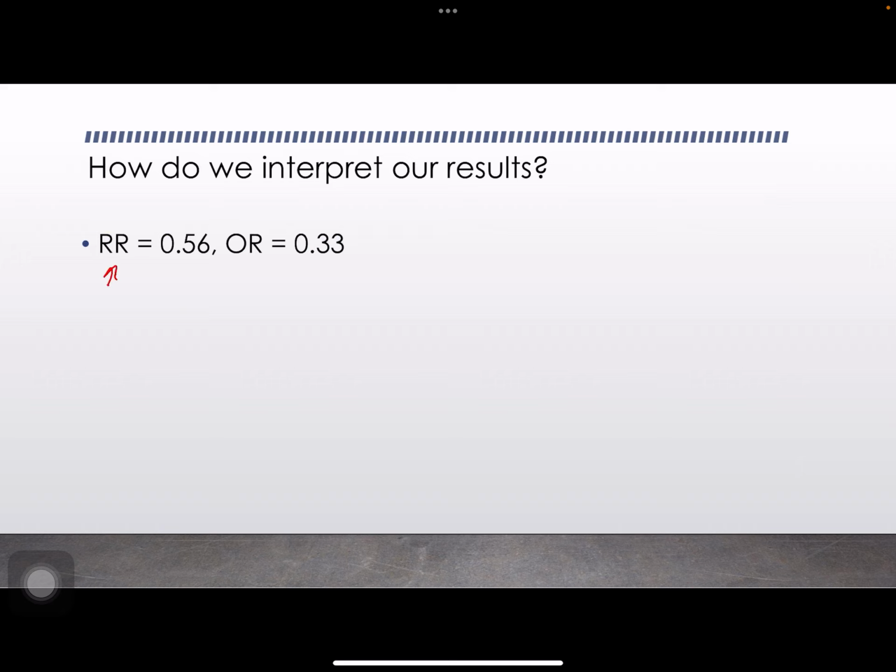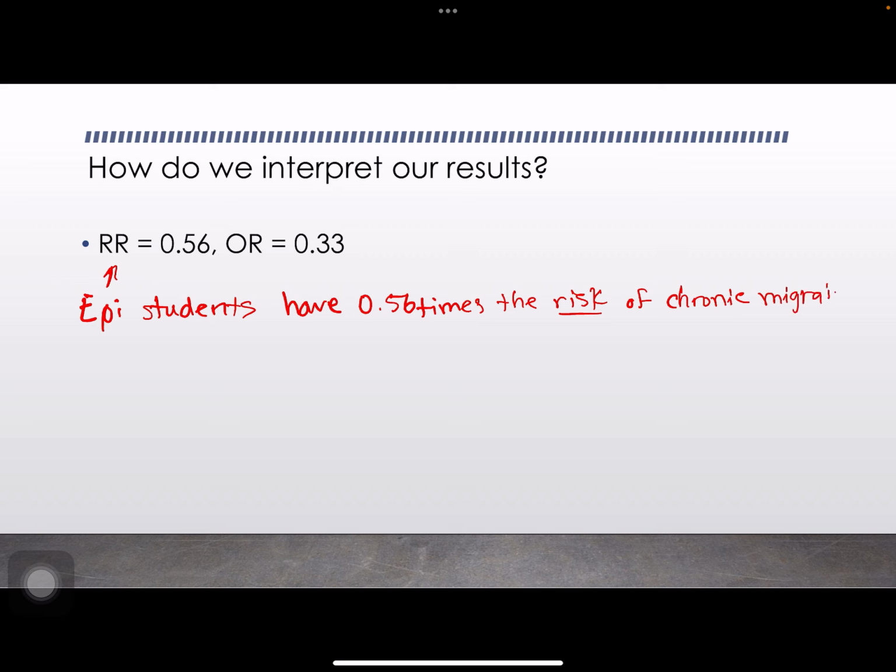Let's start with our risk ratio here. Our risk ratio we would report as epi students have 0.56 times the risk of chronic migraines compared to students not in epi.